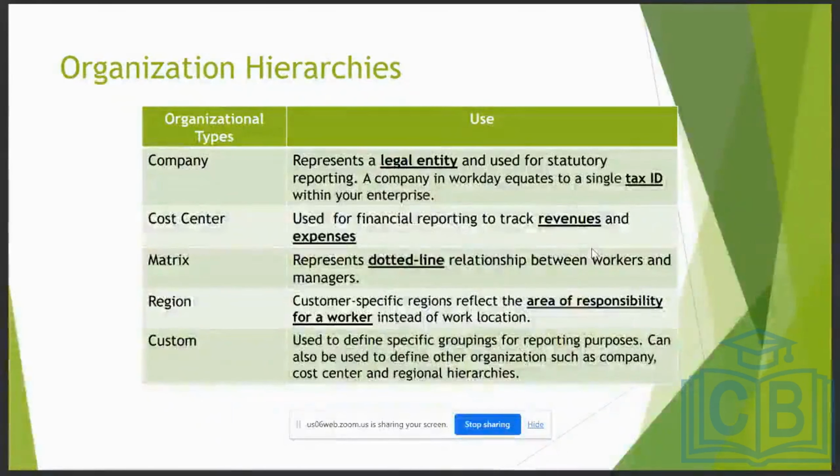So, before we get into the organization hierarchies that we have over here, to give you an overview about what are the different organization types, apart from supervisory organizations and locations that are there. Number 1, company.